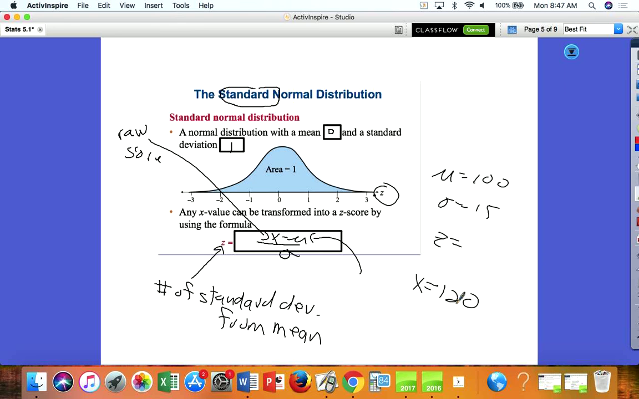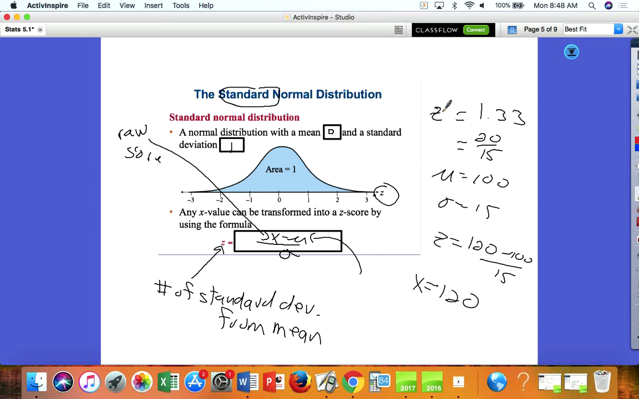Well, what's the raw score? 120. So it's going to be 120 minus 100 divided by 15. Well, it would be 20 divided by 15. And that would be 1.33. Z-scores go to 2 decimal places. Okay? Always make your z-scores go to 2 decimal places. If you looked in the back of the book, the z-scores are always calculated to 2 decimal places.